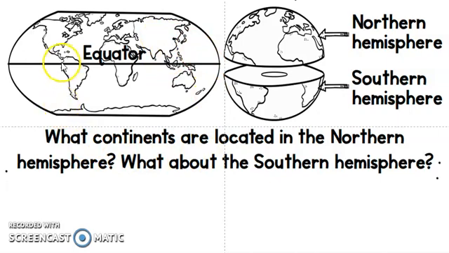So in the southern hemisphere, we have South America, Africa, a little bit of Asia. What's this continent? Yeah, Australia. And Antarctica are in the southern hemisphere.